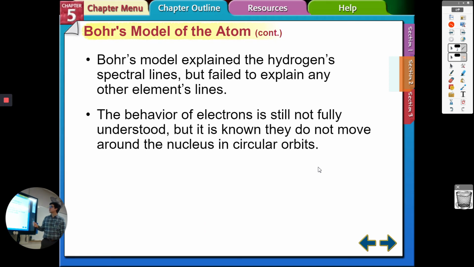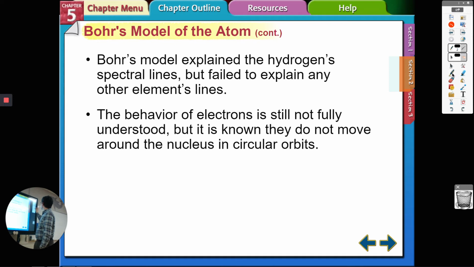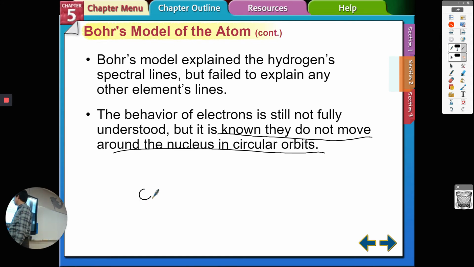So it says, Bohr's model explained the hydrogen spectral lines, but failed to explain any other elements' lines. The behavior of electrons is still not fully understood, but it is known they do not move around the nucleus in circular orbits. So this is the hallmark of the Bohr model of the atom, please write this down: in the Bohr model, they do move in orbit, like planets around a sun. So in the Bohr model, we usually draw it like this. There's the nucleus, here are the electrons.